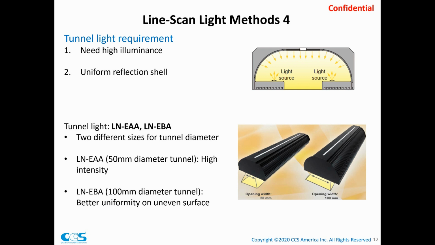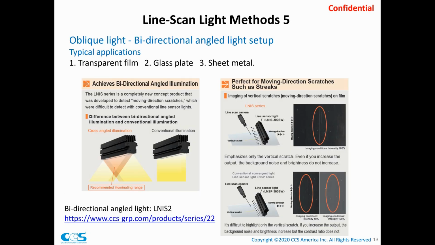Up until here, we talked about 4 standard lighting setups or lighting techniques, which are flow light, that includes bright field, dark field, backlight, coaxial or on-axis light, and then the tunnel light setup. We have 2 more lighting techniques, but these two are really specific to particular applications. Let's see the first one.